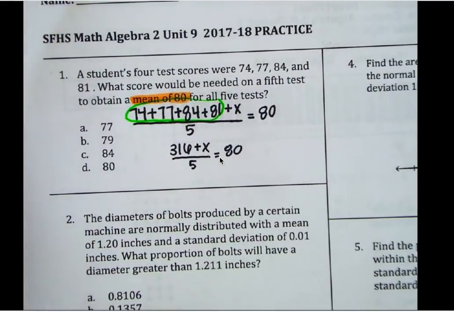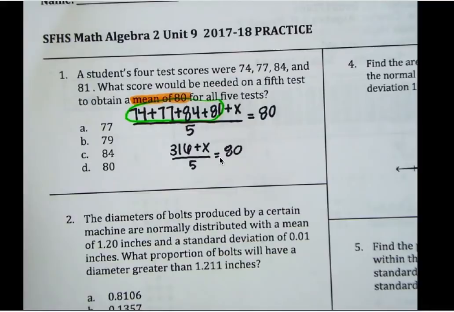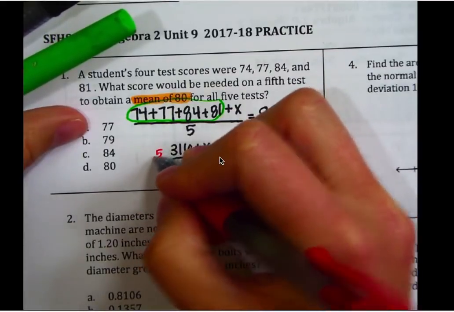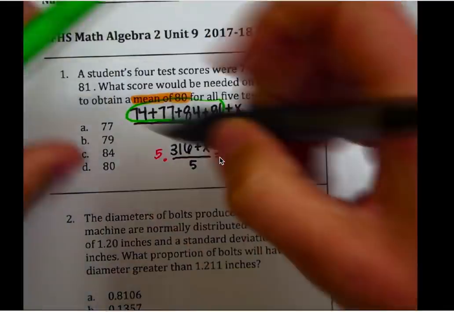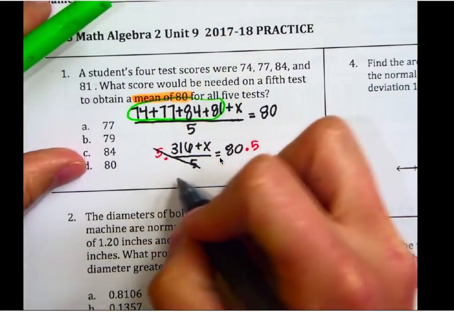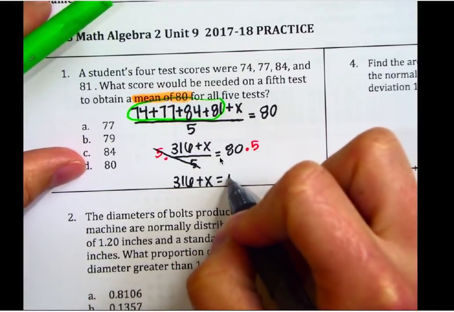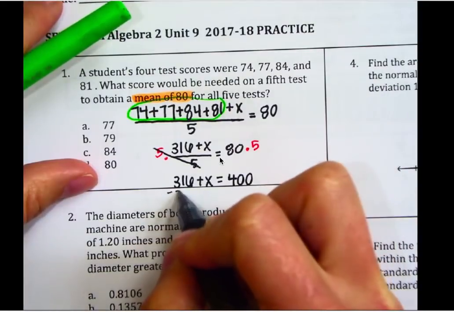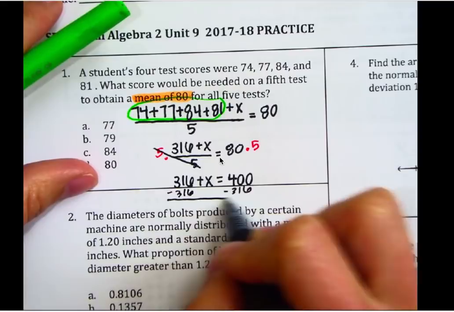Now I have this 5 on the bottom of my fraction that I need to get rid of, and it's division. We're dividing by 5, so we're going to do the inverse of division. We're going to multiply both sides of the equation by 5. That way over here it'll cancel out, and we're left with 316 plus x is equal to 80 times 5, which is 400. Then our final step would be subtracting 316 from both sides.